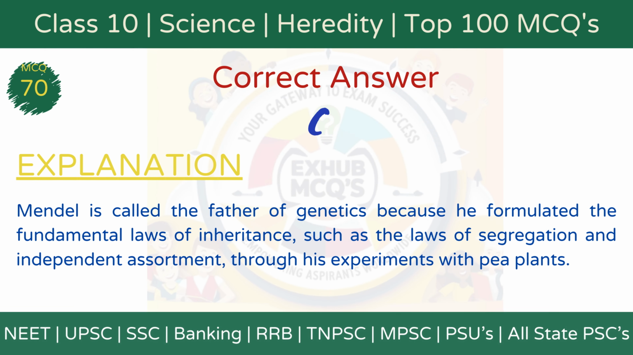The correct answer is option C. He formulated laws of inheritance. Explanation. Mendel is called the father of genetics because he formulated the fundamental laws of inheritance, such as the laws of segregation and independent assortment, through his experiments with pea plants.